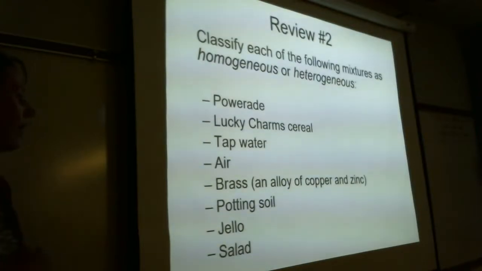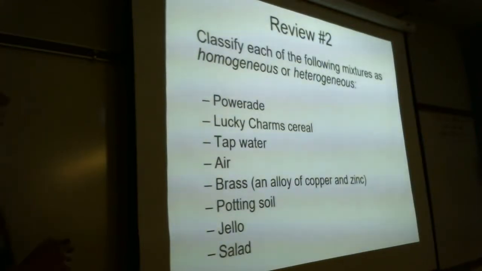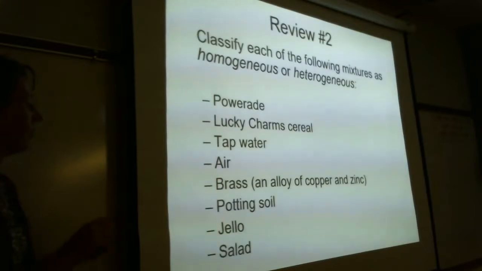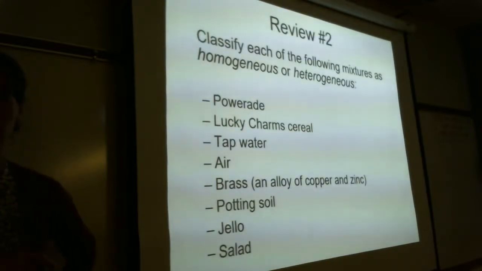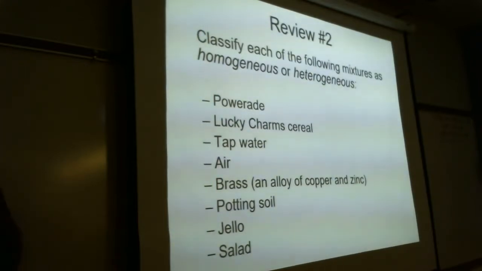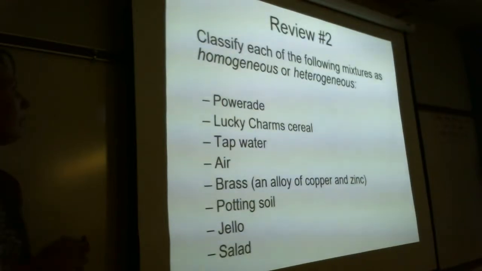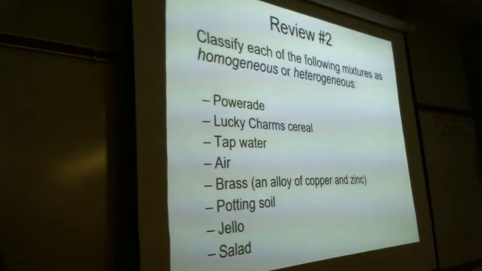All right, let's just shout out our answers for this one. All of these are mixtures, right? So we're deciding, are they heterogeneous mixtures or are they homogeneous mixtures? Before we go through this, let's refresh our memory. What's the difference between a homogeneous and a heterogeneous mixture? Right, in homogeneous mixtures, everything is distributed evenly, and in heterogeneous mixtures, there is uneven distribution, right?